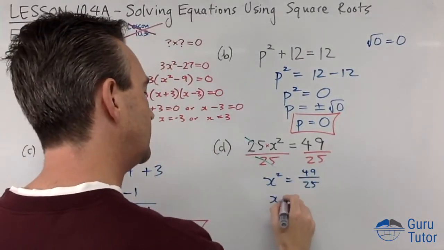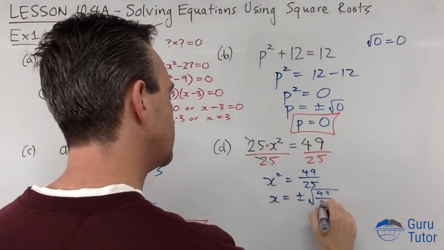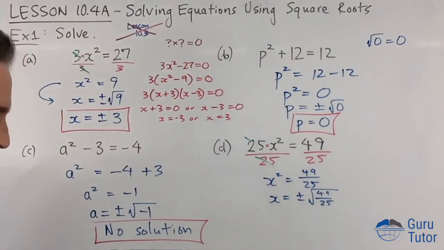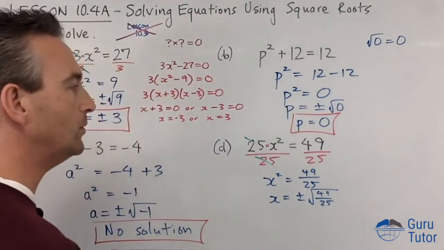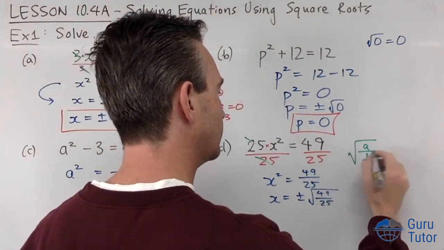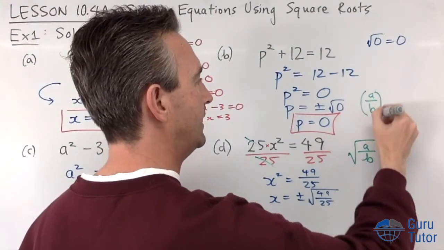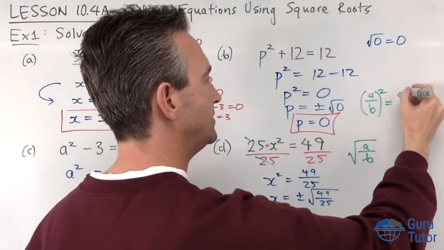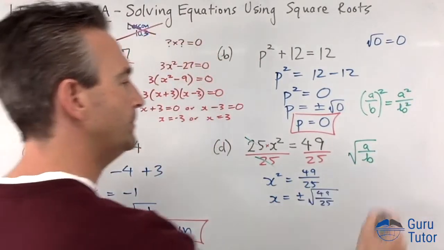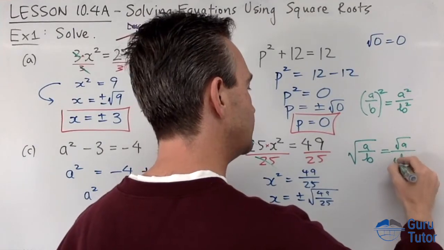What do I do? Here I do my square root, plus or minus radical 49 over 25. How do I do a radical on a fraction? Well, there's a rule for this. It's very simple. If I'm going to do the radical on a fraction, it's the same as an exponent. Okay, if I'm going to do a over b all squared, what do I do? I square the top and I square the bottom. If I want to do a radical to the top and the bottom, you just do the radical of the top and the radical of the bottom separately.